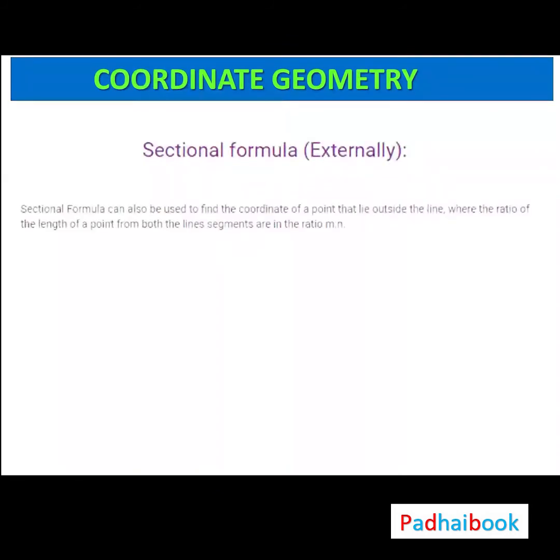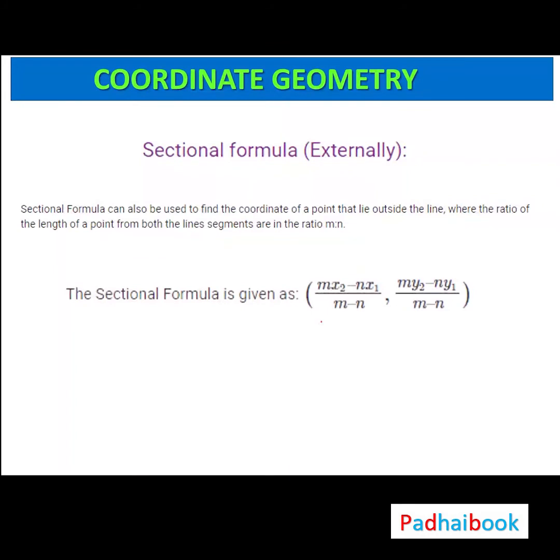The only difference is, in that formula for internal division, there was a plus sign in the numerator as well as in the denominator, but for external division it is a minus sign, and the steps for the derivation are exactly the same. So remember one thing, when it is external, the point lies outside the line, and you have a minus sign in the numerator and a minus sign in the denominator. Similar, and the rest is exactly the same.